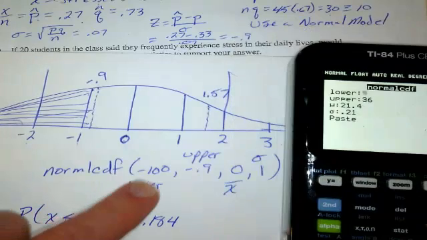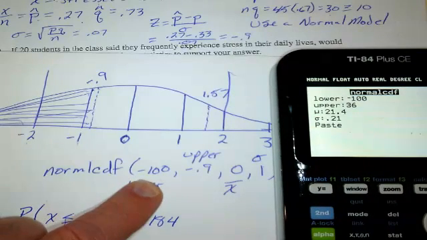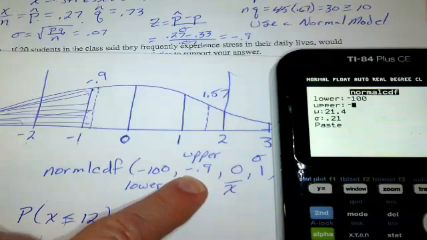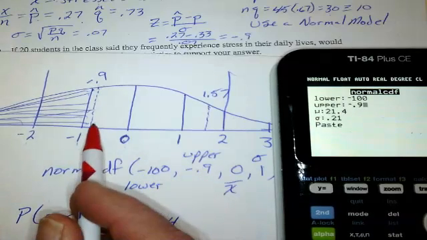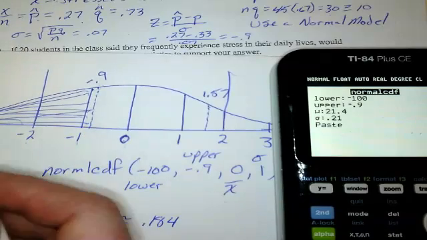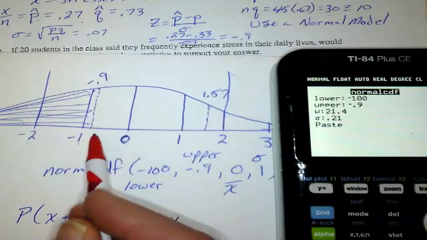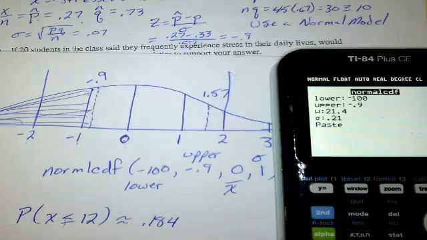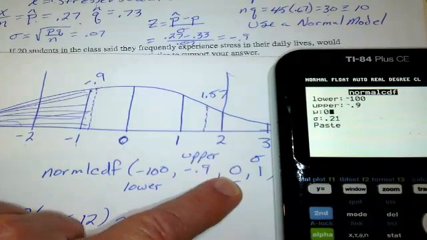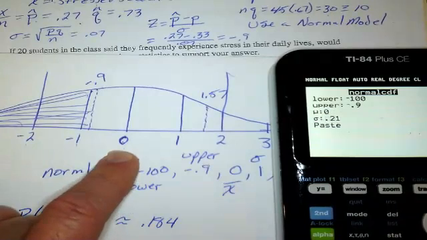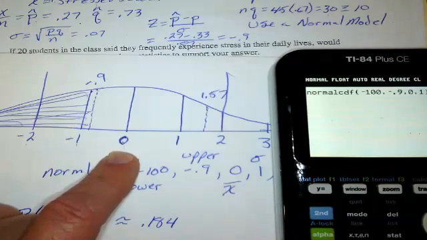Okay, and so we're looking at that as a negative 100. We're looking at negative 0.9. That's my lower number and my upper number, because we're looking from here to the left, or from way back over here all the way up to here, however you want to look at it. You could make that a negative infinity. Our mean is 0 because we've got a normal model with a mean of 0 and our standard deviation is 1. So we then come here to paste.